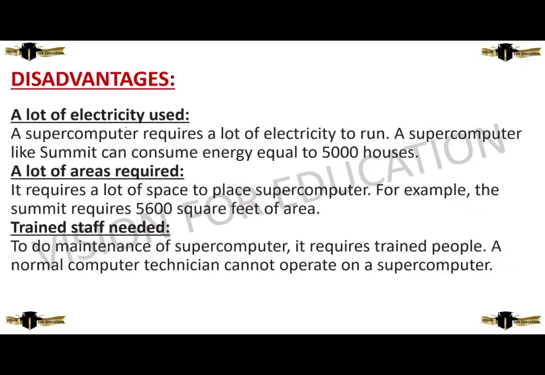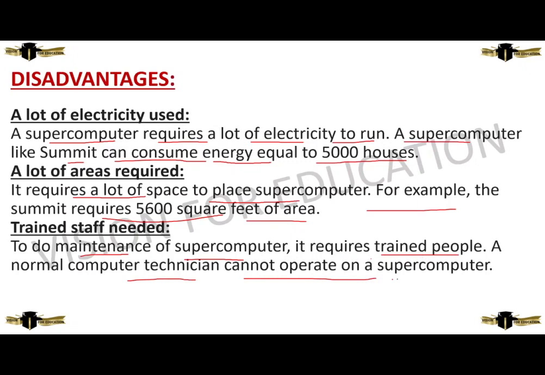Coming to disadvantages of supercomputers, a lot of electricity is used. A supercomputer requires a lot of electricity to run. A supercomputer like Summit can consume energy equal to 5,000 houses. A lot of area is required. It requires a lot of space to place the supercomputer. For example, the Summit requires 5,600 square feet of area. Trained staff are needed. To maintain a supercomputer, it requires trained people. A normal computer technician cannot operate a supercomputer.